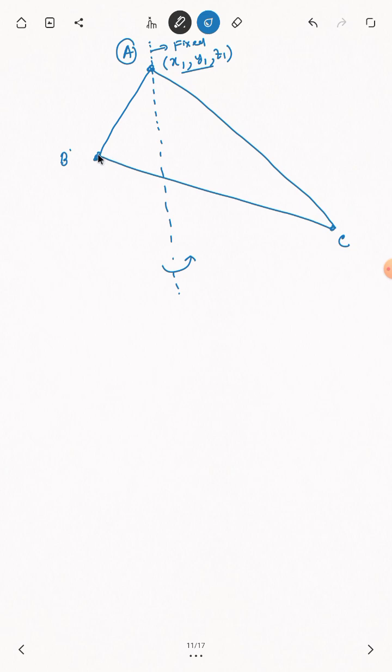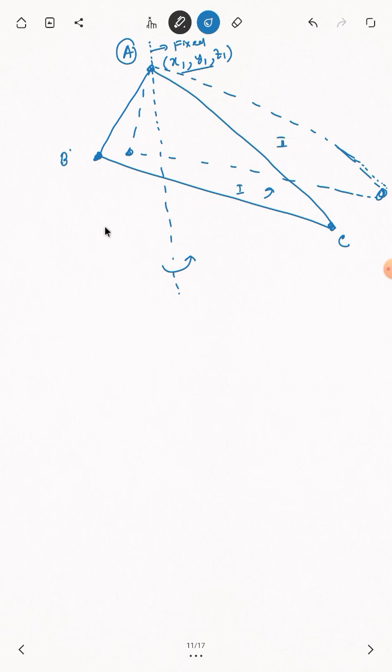Again, B and C, just consider B and C. Suppose this is the second position when it is moving. After some time, this triangle comes here. This is the second position. From the first position, this was the first position, this was the second position.